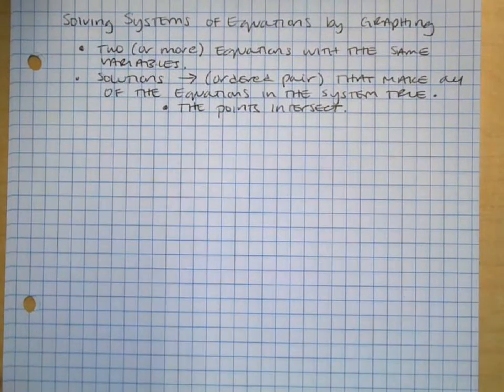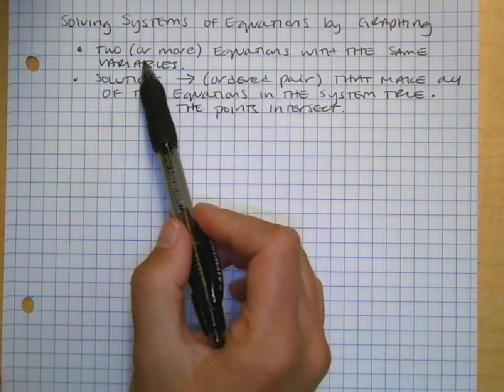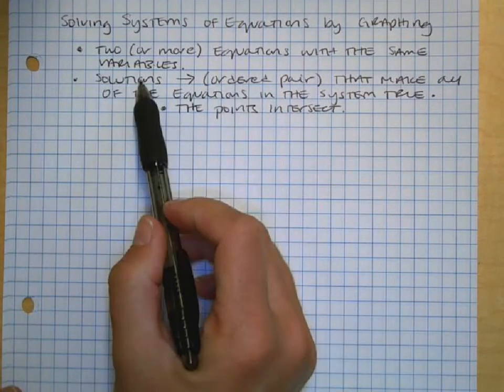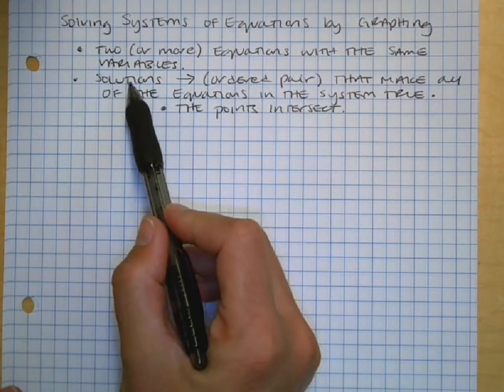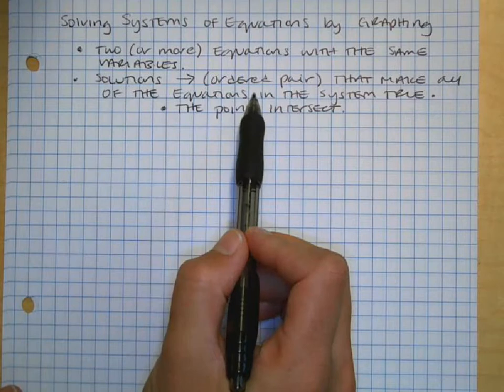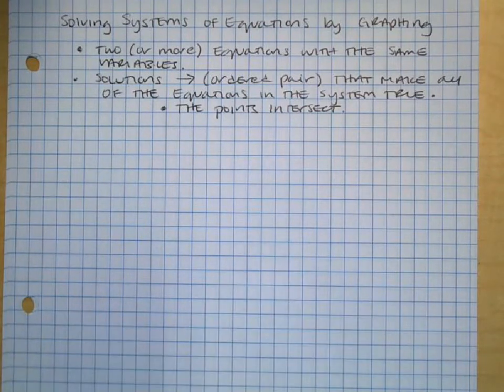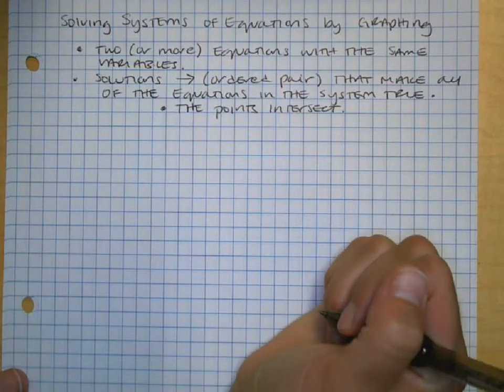Okay, so in order to know that we have a system, we have to have two or more equations with the same variables. And when we know that we've solved it, the solution is going to be an ordered pair, where the lines intersect on the graph. You'll see when we're talking about it.